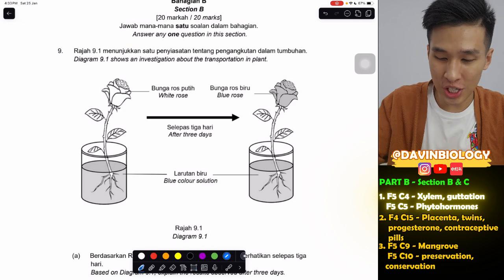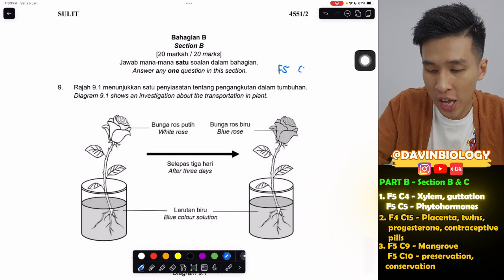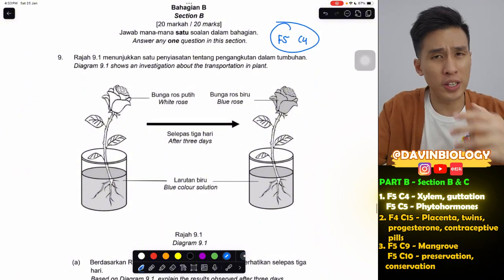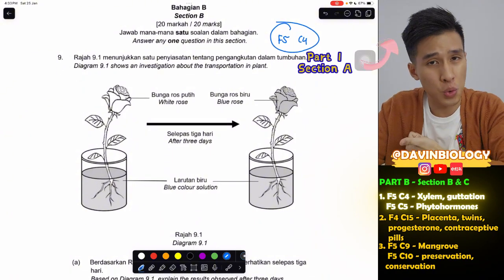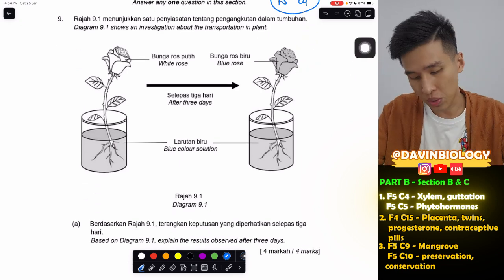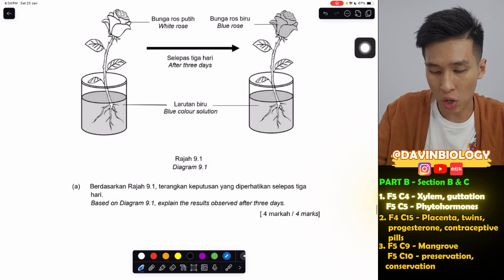So the first essay question here is Form 5 Chapter 4, the Xylem and Phloem. We just do it as a practice, because I think this year there is a slightly lower chance for this chapter to come out, since it already came out last year. But now when we practice one essay here, last year it was a structure question. So explain the results observed after 3 days.